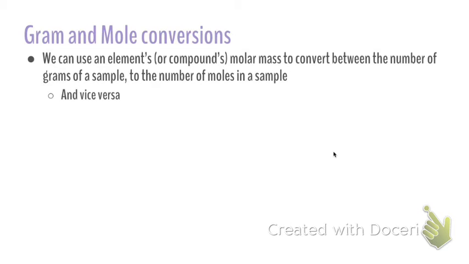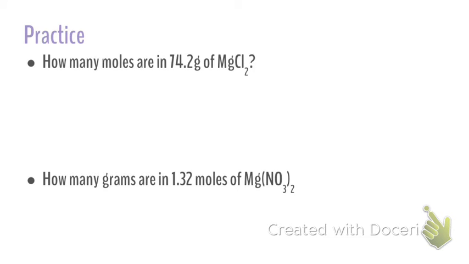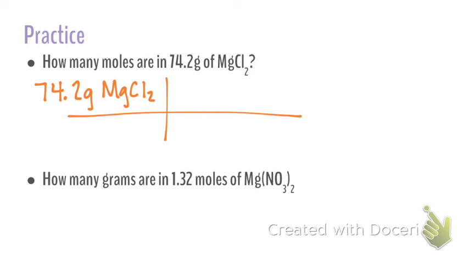So let's start here with just some problems. How many moles are in 74.2 grams of magnesium chloride? Right, these are T-chart conversions, and we always start with what? What we know. 74.2 grams of MgCl2. I need to get rid of grams, so where does it go? Bottom. Good, MgCl2. And I want to go to moles, so it goes on the top.